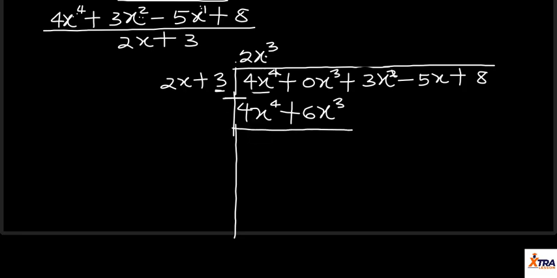these two. 4x raised to the power 4 minus 4x raised to the power 4, we have 0. Now we have 0x raised to the power 3 minus 6x raised to the power 3. That will give us minus 6x raised to the power 3. Having done that, we bring down the next one beside it. We have plus 3x squared. And then we repeat the same procedure all over again.